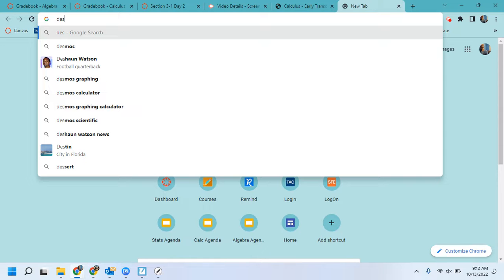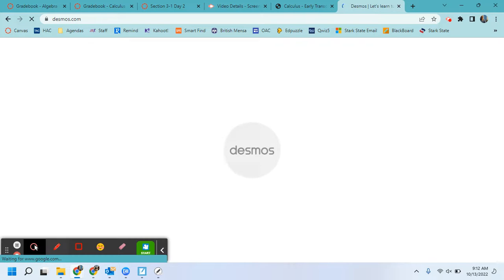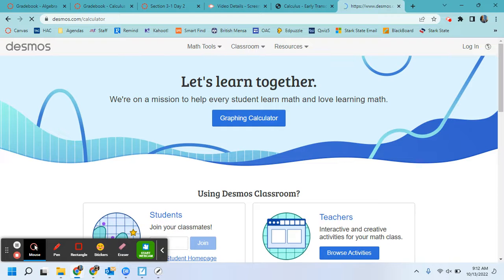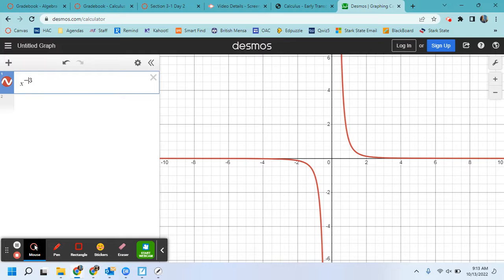Desmos. So here is, let's learn together. Oh, I should just click on graphing calculator. Darn it. Oh well. Graphing calculator. I've got x to the third minus x, right? X, shift 6, third. Whoa, that's x to the fourth. X to the third minus x, right? Oh, get out of there.